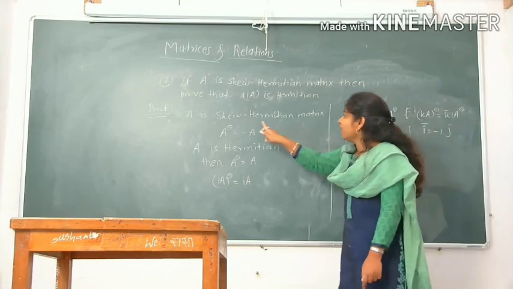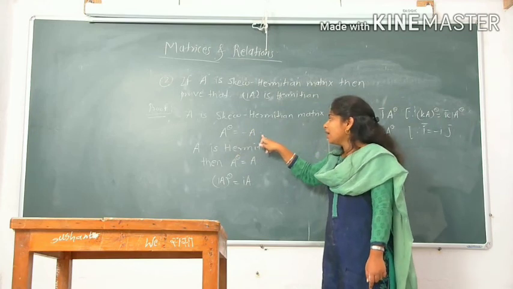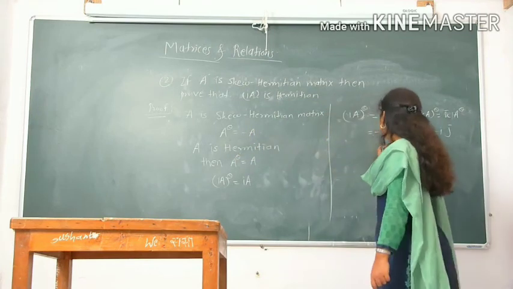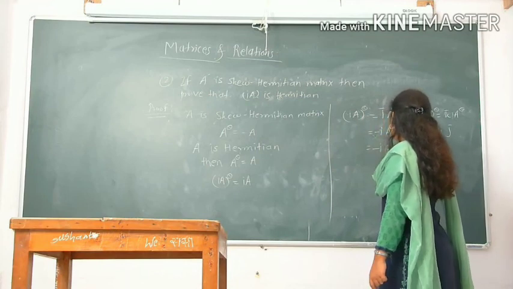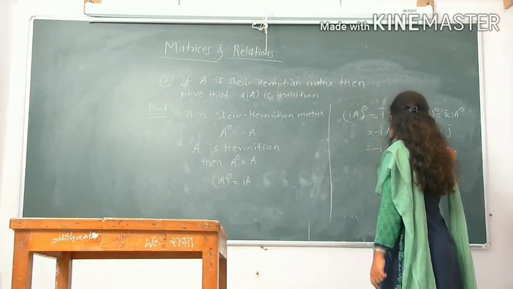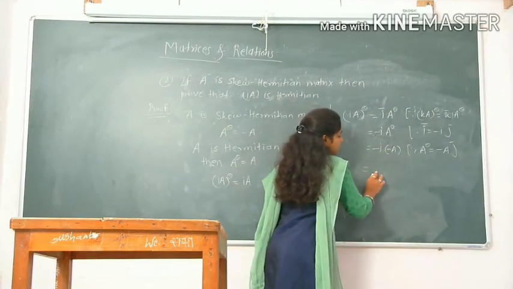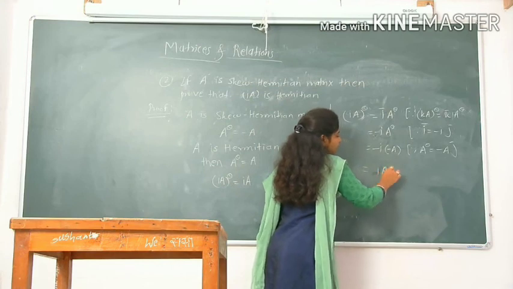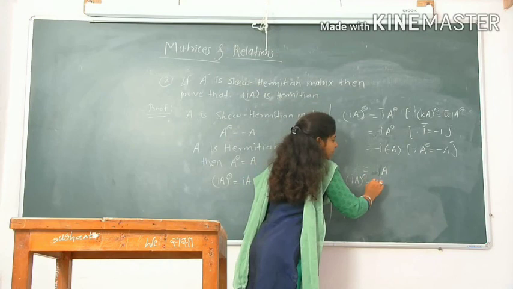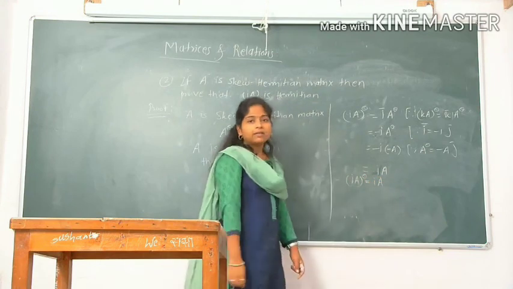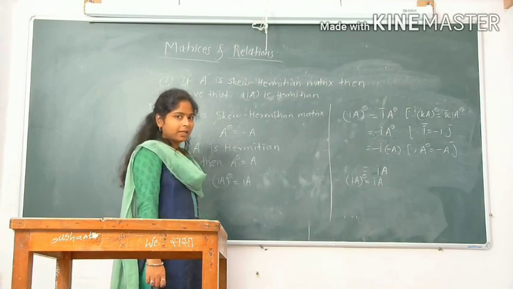Now the conjugate of i is minus i, so we get minus i into A raised to theta, since i bar is equal to minus i. Now given that A is a skew Hermitian matrix, we have A raised to theta is equal to minus A. Therefore, this is the same as i into A. Therefore we get i into A raised to theta is equal to iA. Therefore, by the definition of Hermitian matrix, we have iA is a Hermitian matrix.